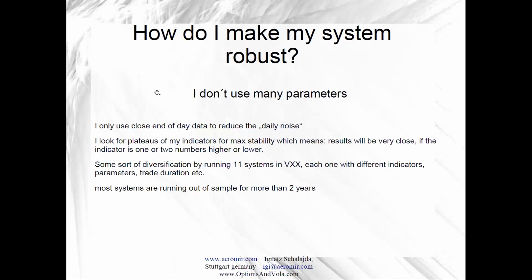And of course, I look for plateaus of my indicators for max stability, which means results will be very close if the indicator is 1 or 2 numbers higher or lower. For example, if I take in the Donchian channel the level of the last 80 days or 79 days or 78 days or 81 or 82 days, the results are pretty much the same.